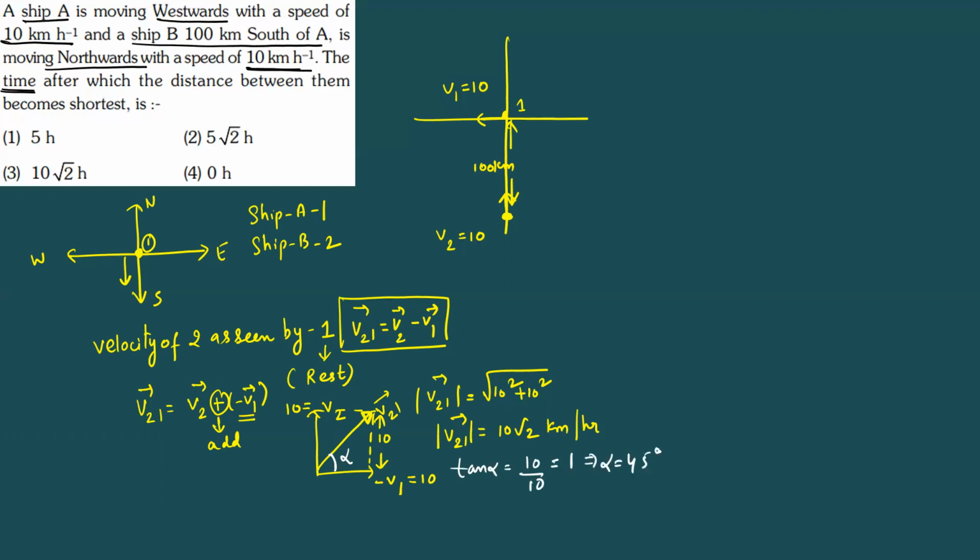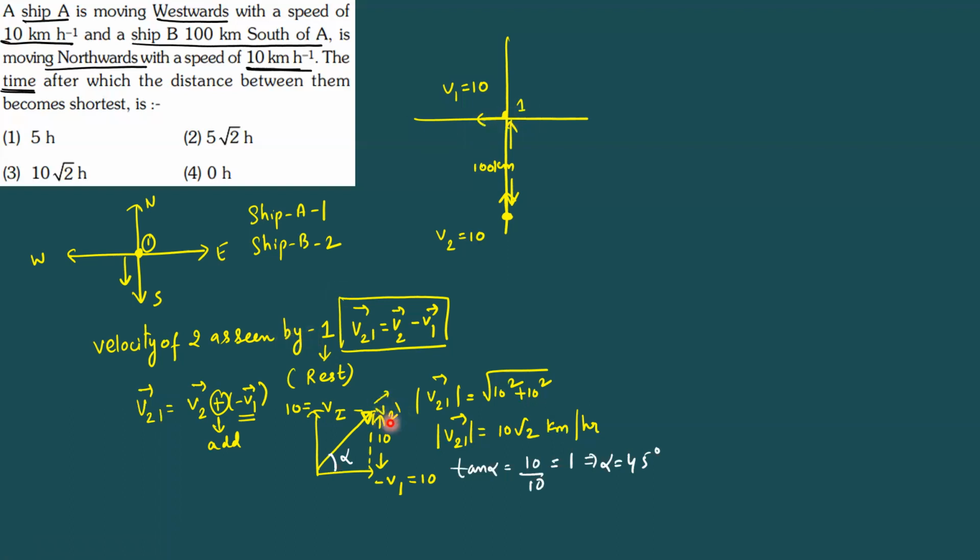So we have done this work. We have calculated velocity of 2 as seen by 1, how 2 is moving with respect to 1. We also calculated the magnitude of that V21. We also calculated the direction. Now you just see, if you keep 1 at rest, velocity of 2 as seen by 1, if you keep 1 at rest, isn't it?